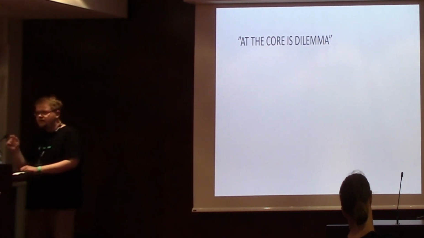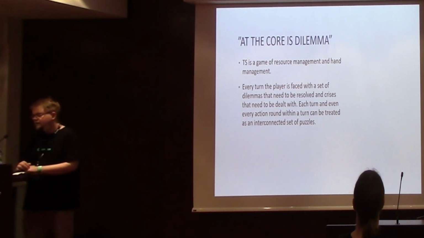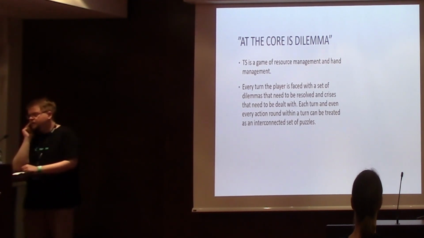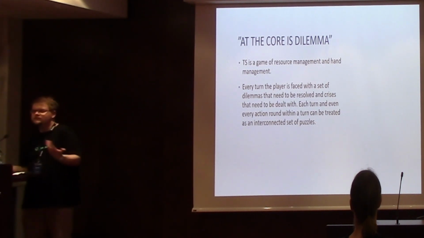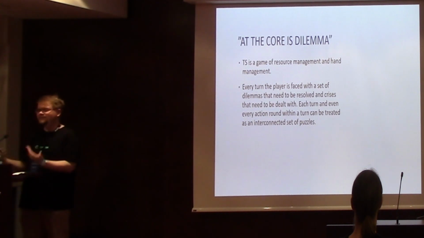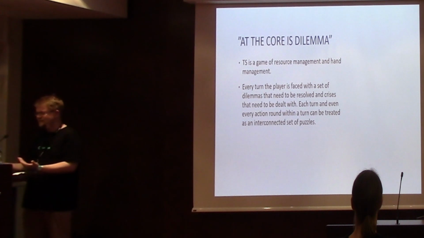So at the core is dilemma. This is a direct quote from one of the designers, Jason Matthews: the core of Twilight Struggle is dilemma, having to make choices. It's a game of resource management and hand management. One very common experience I have when I play this game is that I draw a hand of cards and then I go, oh god, what am I going to do with these cards? These are all terrible. What am I going to do next? How am I going to be able to deal with this? I'm going to lose this game if I can't figure something out.